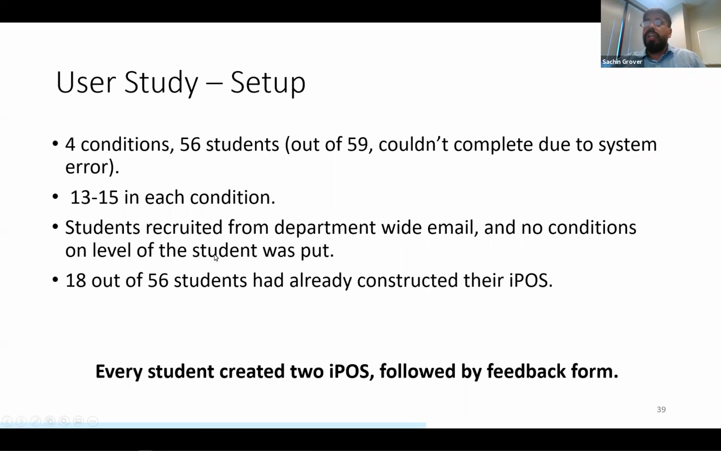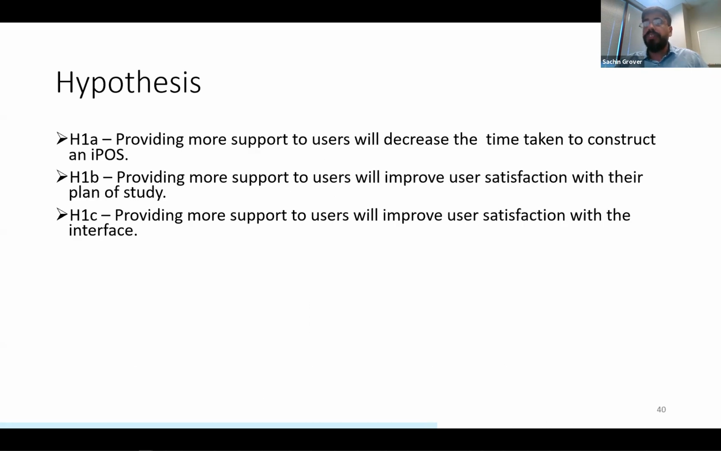The user study was run on 56 students across these 4 conditions. There were 13 to 15 students in each case. Out of these 56 students, 18 had already constructed their iPods. The whole study was executed in this manner, where they were asked to create first iPods. Then there was a feedback form, and then they were asked to construct another iPods for a different initial state, and then they were given the feedback form for the second. So basically, there were 2 iterations of these iPods.